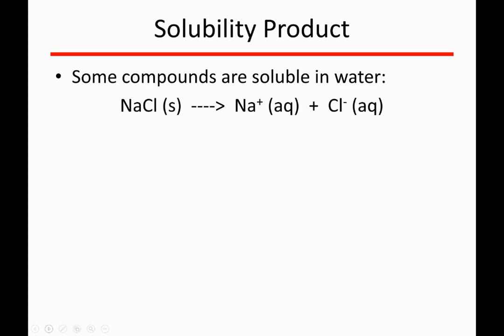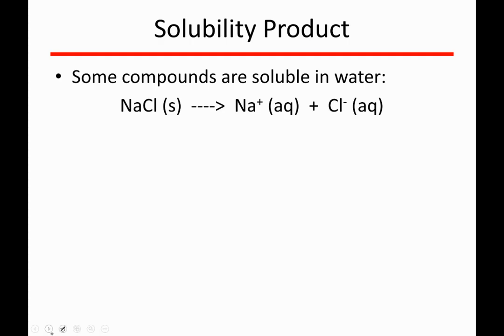Now, many compounds are readily soluble in water, like sodium chloride, for instance, has a fairly high water solubility. And so we will assume that sodium chloride, when put in water, will dissociate and dissolve completely to make Na plus and chloride ion in the aqueous phase. We'll assume that it goes to completion, meaning that we'll use a one-way reaction arrow.